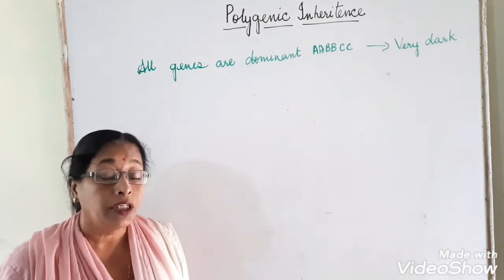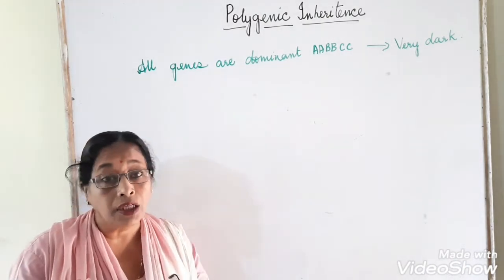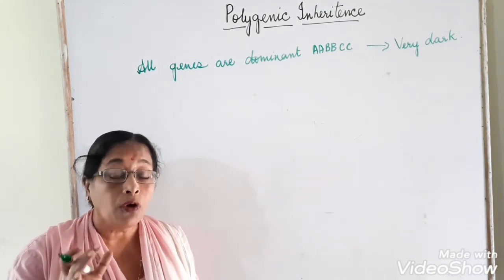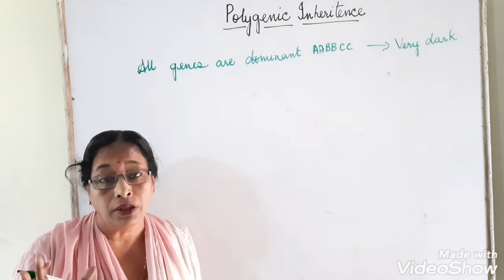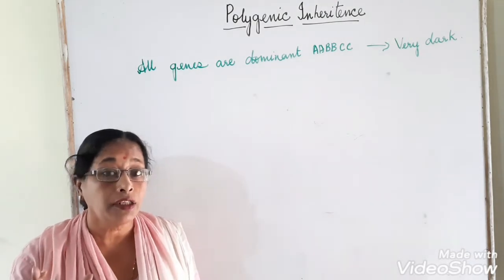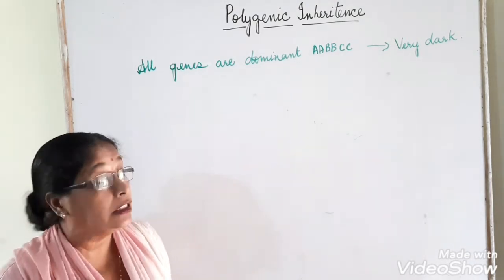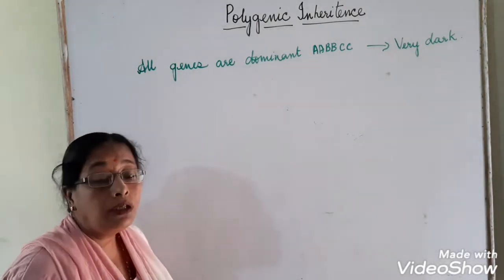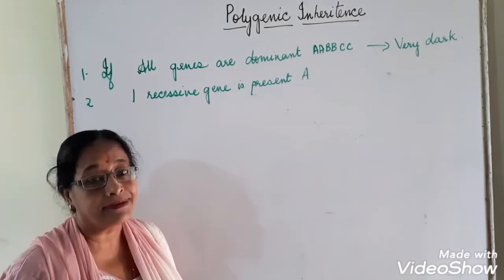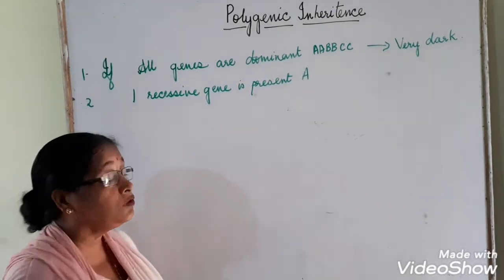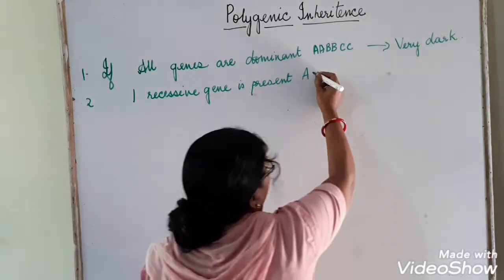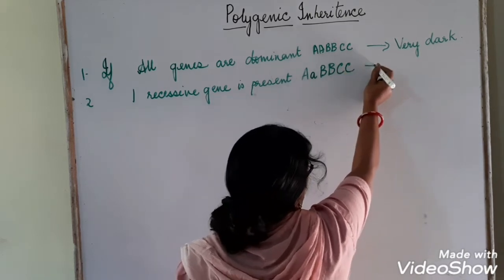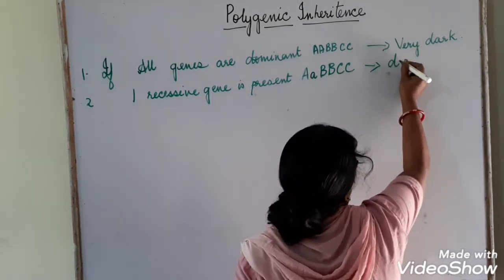We have seen that the intensity of the character, that is the darkness, the more amount of melanin is present if all the alleles are dominant. That means the intensity of the character depends on the number of alleles. So if all the genes are dominant, then the color will be very dark. If one recessive gene is present, then the color is dark.